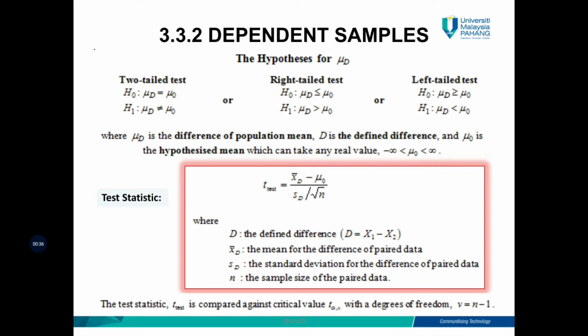For dependent samples, usually we will deal with population variance unknown and sample size small. So that's why the test statistic that we always consider is the t-test as given on your slide. For the t-test, we compare with the t critical value with degrees of freedom n minus 1.